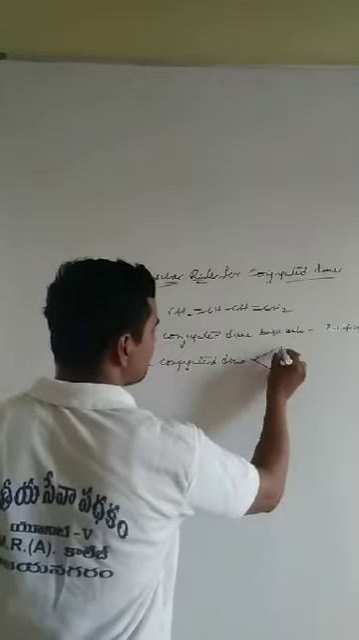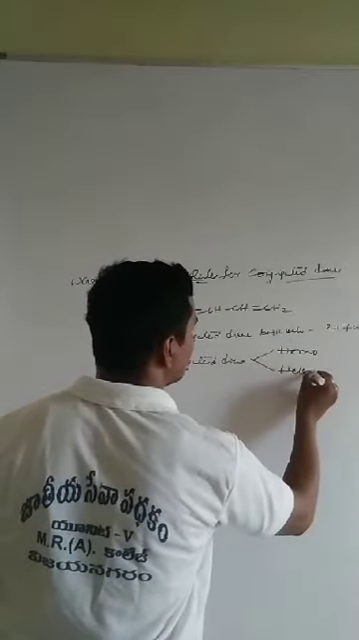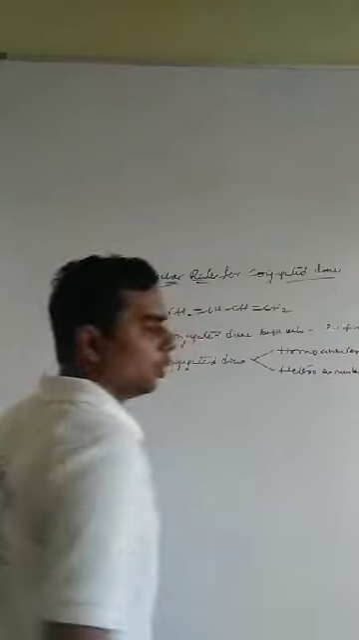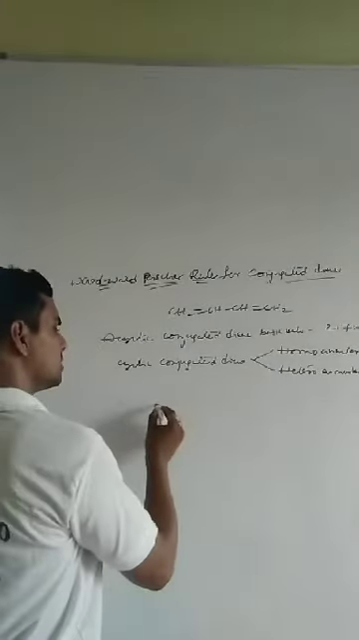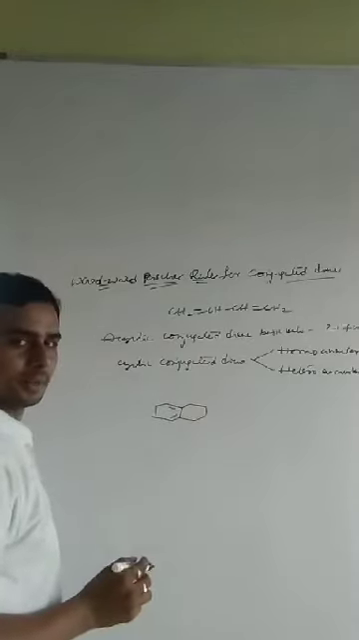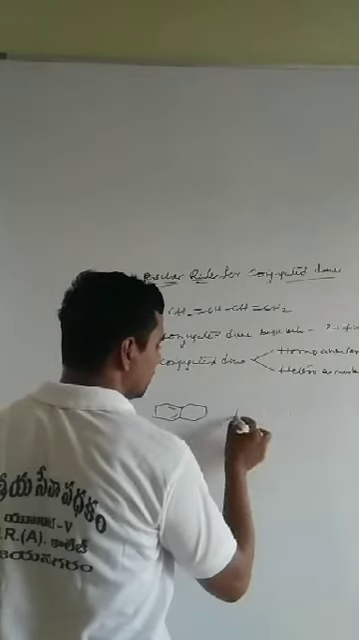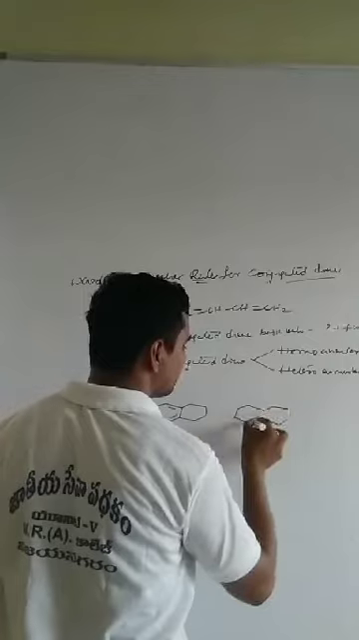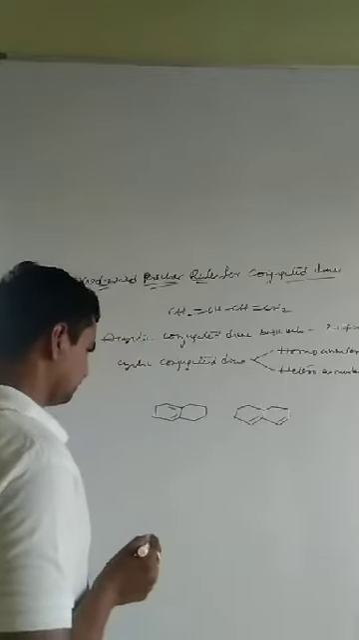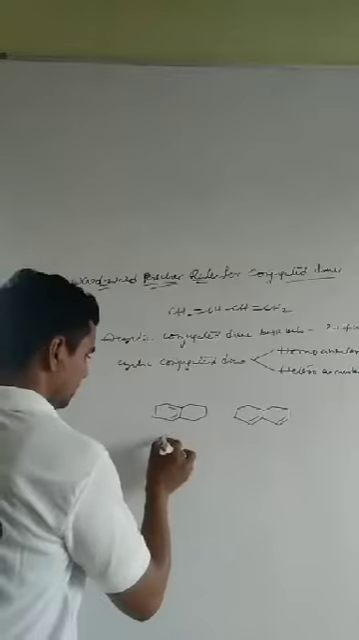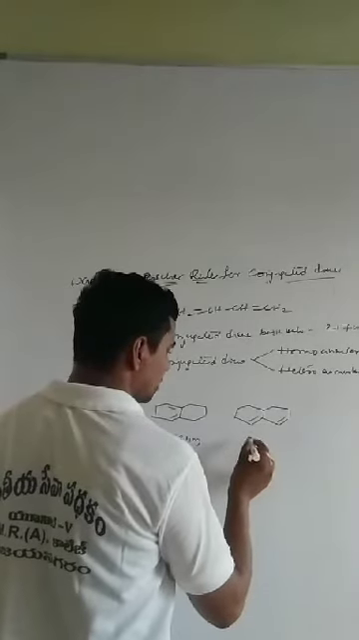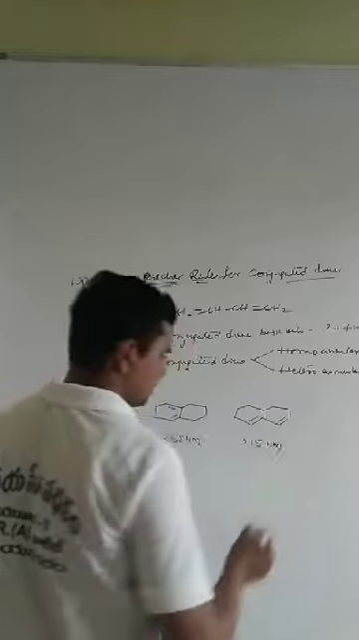In cyclic conjugated dienes, there are two types, that is homoannular and heteroannular. Homoannular means the two double bonds are present in the same ring. Heteroannular means the two double bonds are present in different rings. Homoannular absorbs UV radiation to give the 253 nanometers lambda maximum value. In heteroannular we get 250 nanometers lambda maximum value.